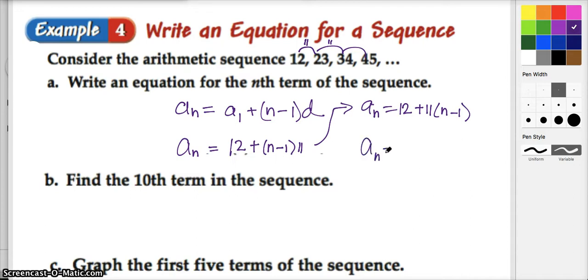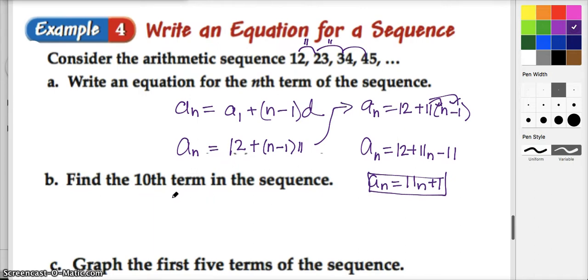And I can move this around and simplify a little bit. A sub n is equal to, let's use a little distributive property, 12 plus 11n minus 11, and I get a sub n is equal to 11n, wait for it, plus 1. And that is me using an equation to represent the nth term.